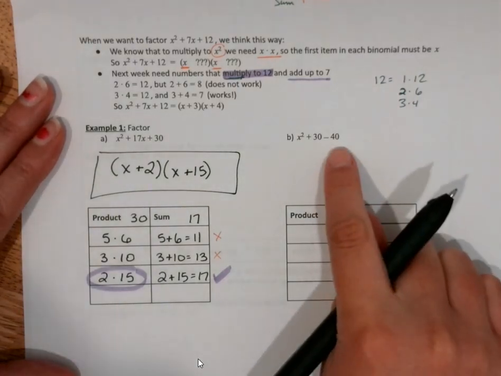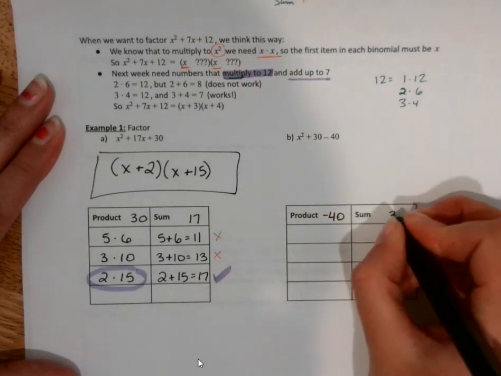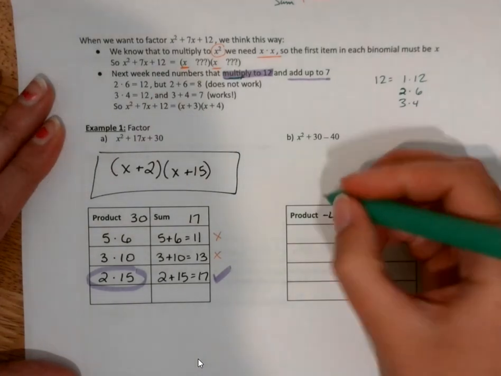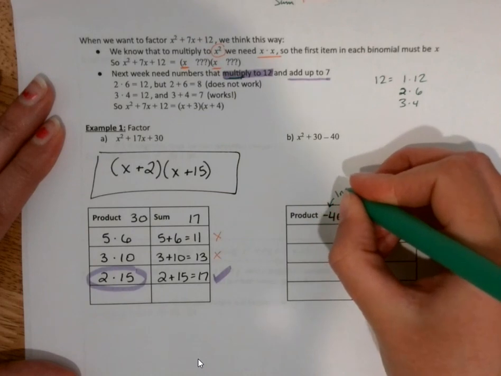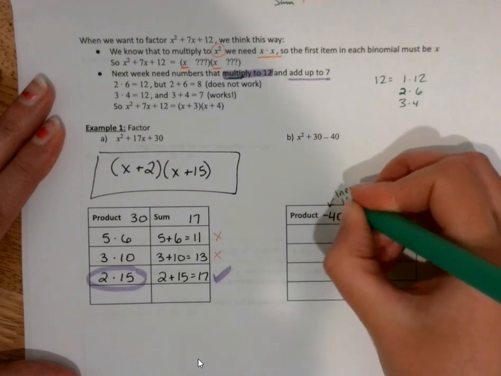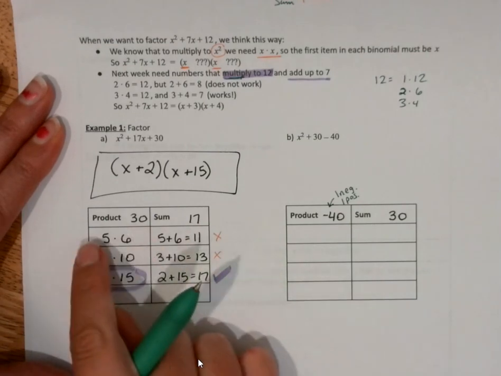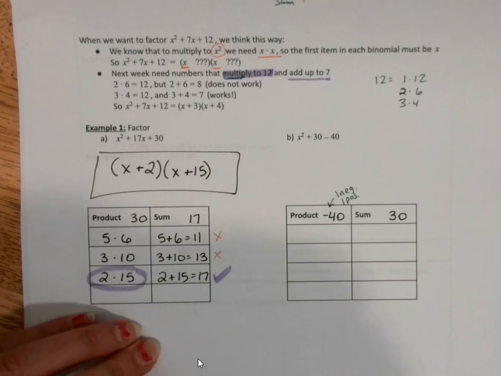All right, we're going to try it again. This time I have a negative 40 as the goal for my product, and I have a positive 30 as the sum for my product. Right away, when I have a negative number, I know that I'm trying to multiply one negative number and one positive number. That's the only way of multiplying to a negative. So instead of keeping two positives, I'm going to have one negative number and one positive.